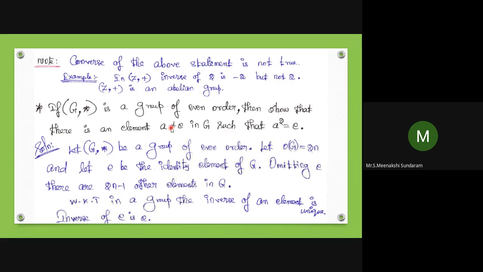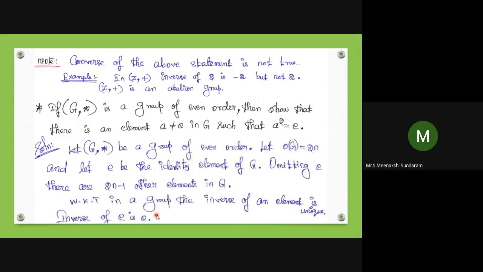So therefore let (G, *) be a group of even order. Let the order of G equal 2n, and let e be the identity element of G, omitting e. We cannot choose e, so we take the elements other than e. There are a total of 2n elements, maybe 10, with n being 5. Out of the 2n, I omit the identity element. Once one element is omitted, the balance is 9, that is 2n minus 1 other than the identity element in G.